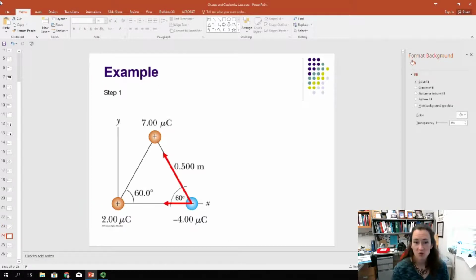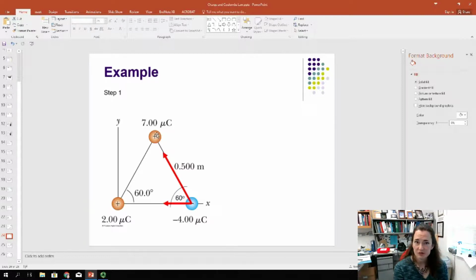All right, here's step one. I've drawn my force vectors here in red, okay? Now, as you can see, the lines of the equilateral triangle are already drawn for me, and so that makes it a little easier. All I have to do is make my force vectors lie along those lines connecting the charges. So that's nice. Now, on the -4 microcoulomb charge here, I've got my negative charge and my positive charge.